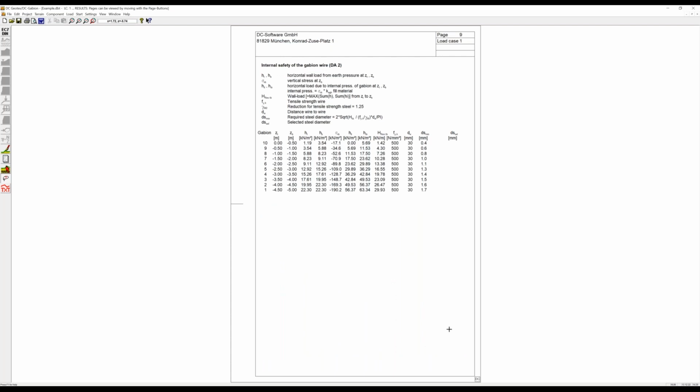On the next slide, we have the safety calculation for the gabion wire, which means from the loads transferred through the gabion wires, we calculate which wire diameter we need. So you see that about 2 millimeters of wire diameter are sufficient, with a distance of 30 millimeters between the different wires. So we can define this distance and get the required wire diameter as a result.